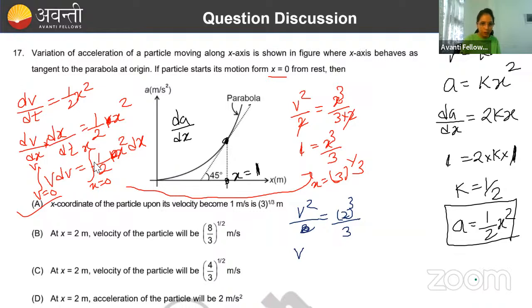Now what will be the value for v? V will be equal to how much? 2 का power cube 8 है. So 8 by 3 का power 1 by 2. This much meter per second. So yes, B option is also correct.